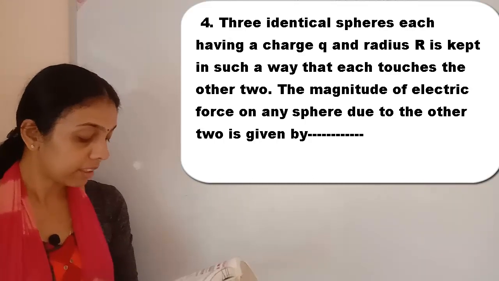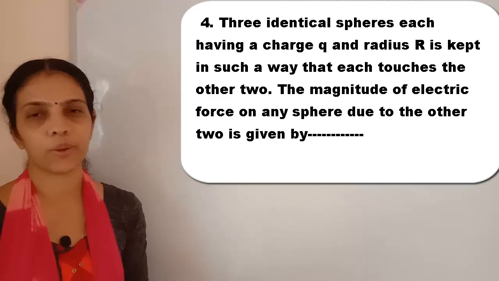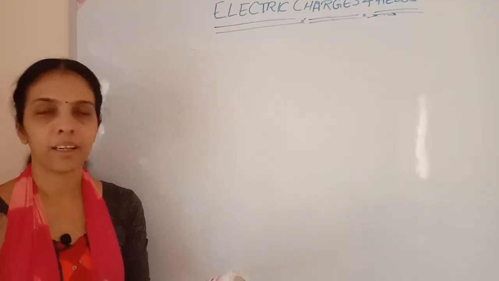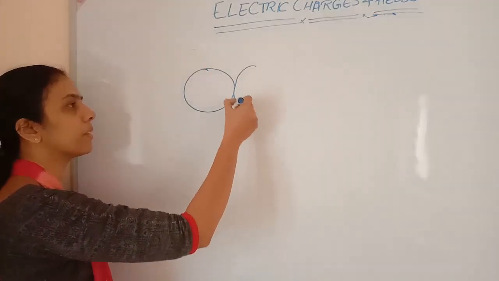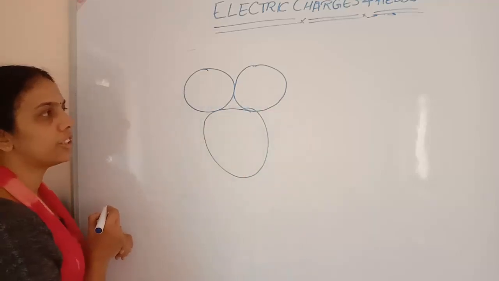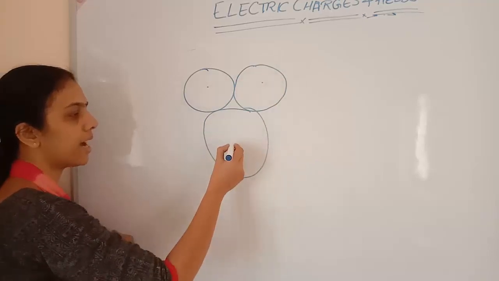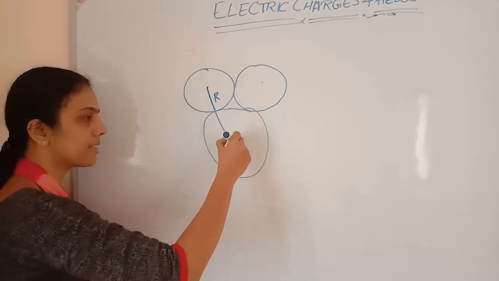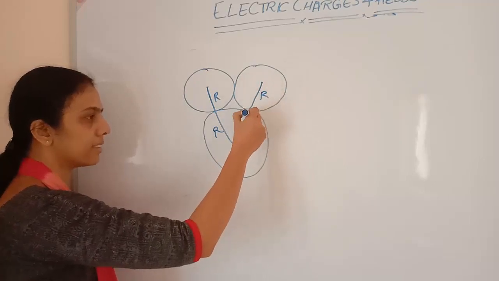Magnitude of electric force, F is equal to 1 by 4 pi epsilon 0 q1 q2 divided by r square. We should find out the net force acting on any one sphere. Charge is the same, radius is the same. So I am considering the 3 spheres having radius R. They are arranged touching each other. And here, this is the center. So this is R, and this is R, and this is R.